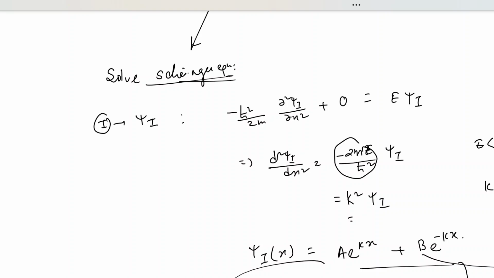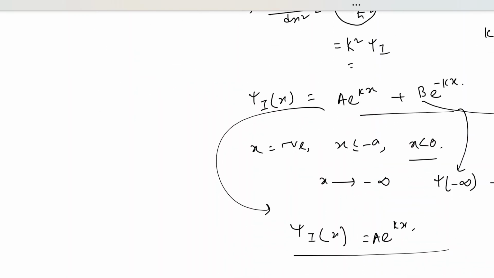Instead, you go with only the first term, which is exponentially increasing towards positive x. That is because on this term, if you put the limit x tends to minus infinity, the term goes to 0, because e to the power minus infinity is 0. So that is physically true. The other is physically invalid. So by this condition of normalizability, you have psi 1(x) equal to A e to the power of plus kx.